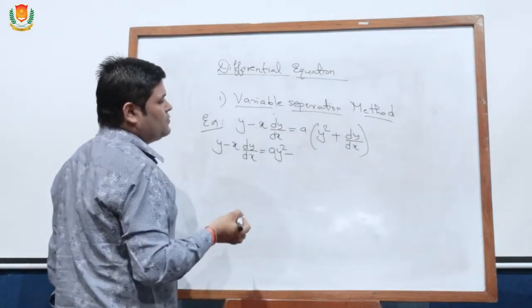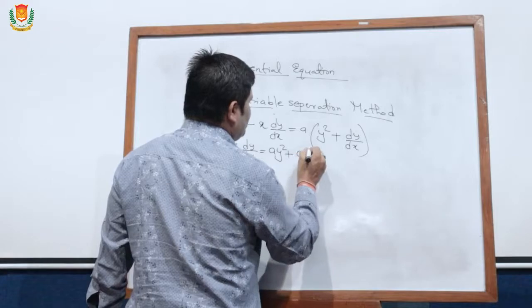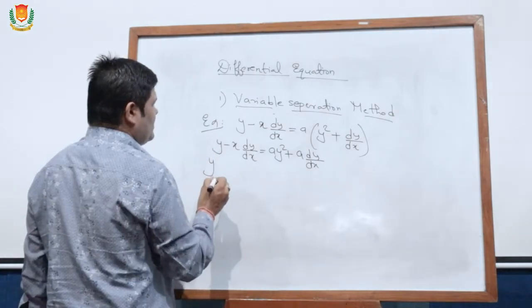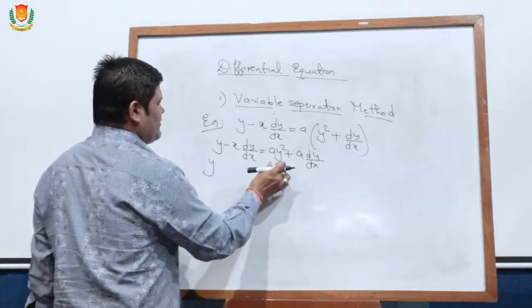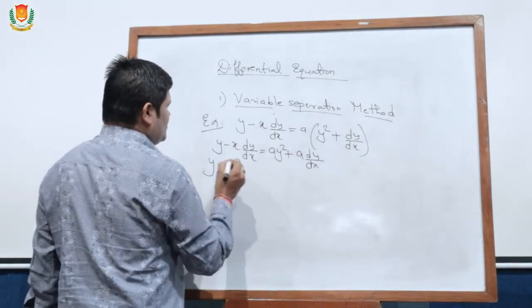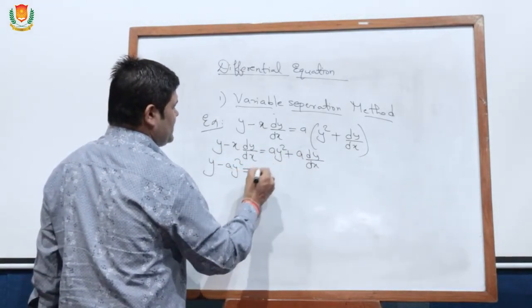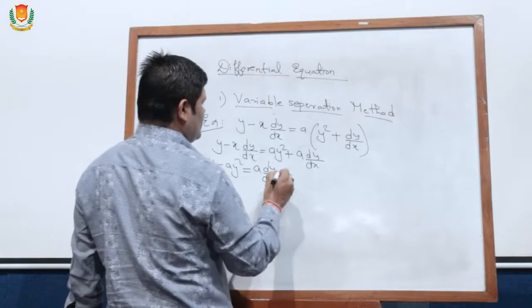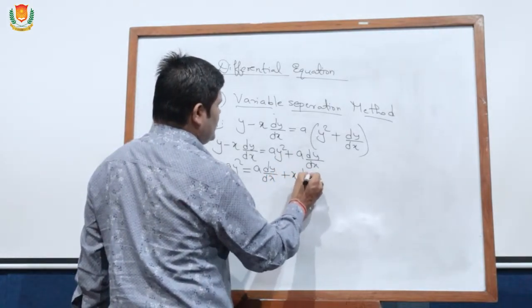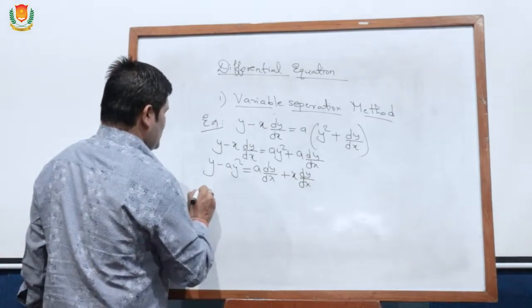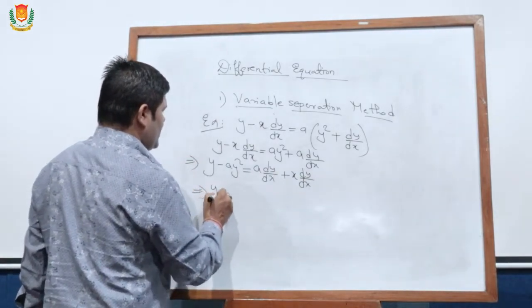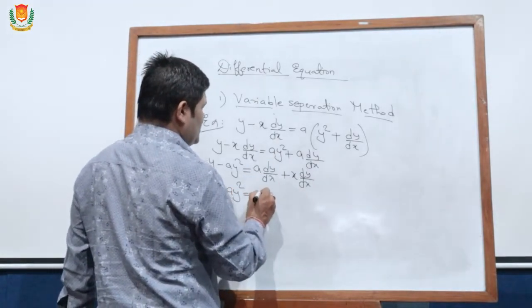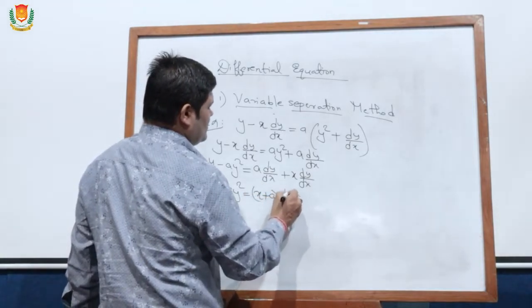We just multiply this a to both the values, so a dy by dx. Okay, now we separate them. We shift this a y square here, so y minus a y square is equal to this a dy by dx as it is, and this goes there, then it converts into plus, so x dy by dx. Okay, now y minus a y square is equal to, we take this derivative dy by dx common, so the equation becomes x plus a dy by dx.